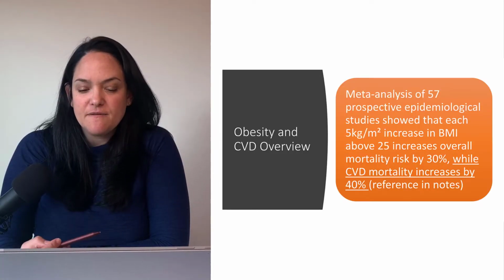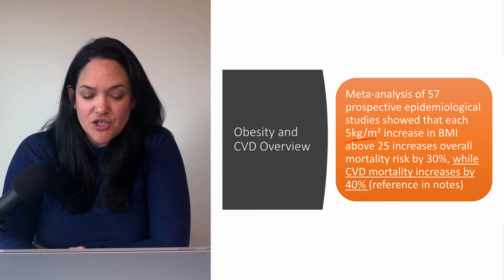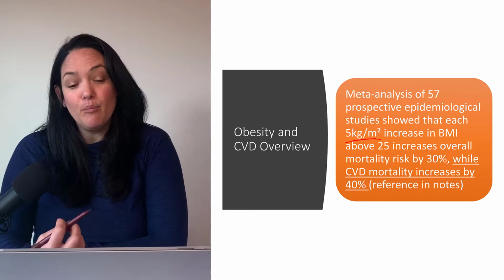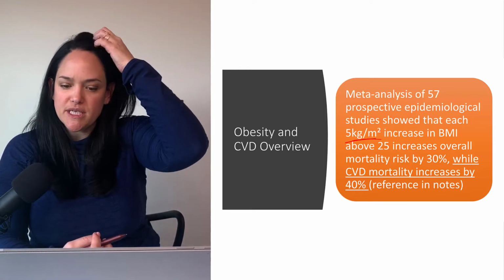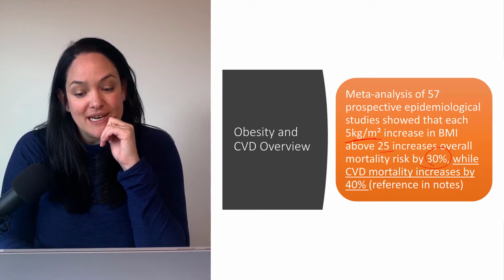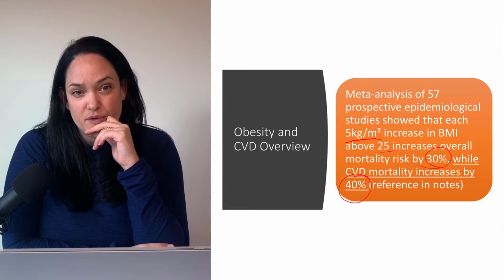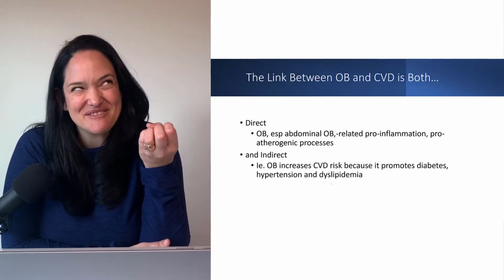A meta-analysis of 57 prospective epidemiological studies showed that each about 5-unit increase in BMI above 25 increased mortality risk by 30%, but CVD mortality risk by 40%. Now how? And that's what we keep getting back to.